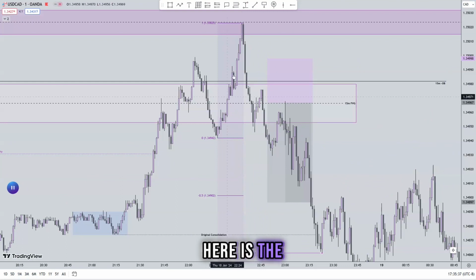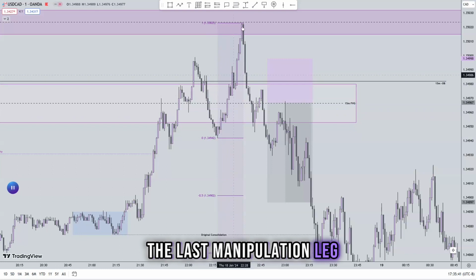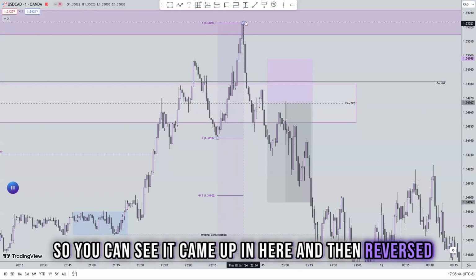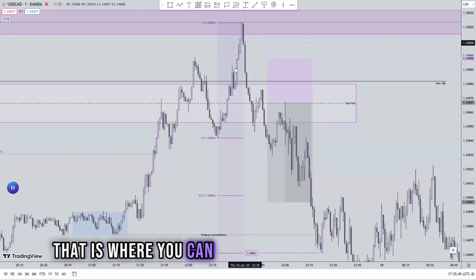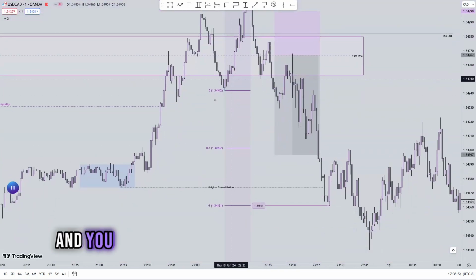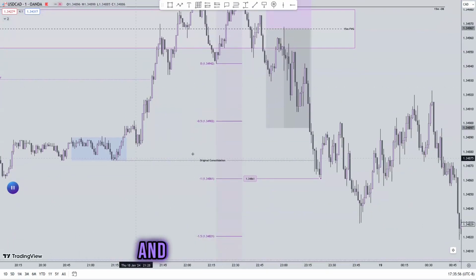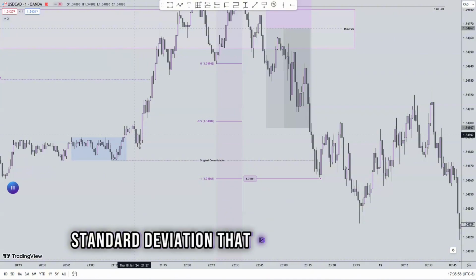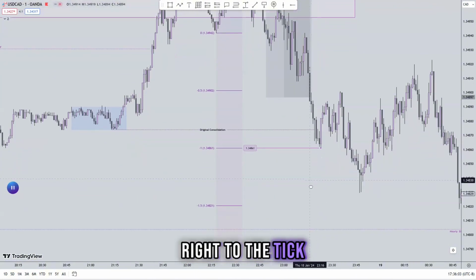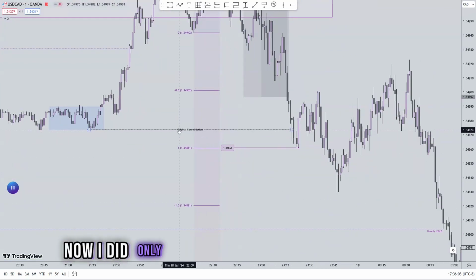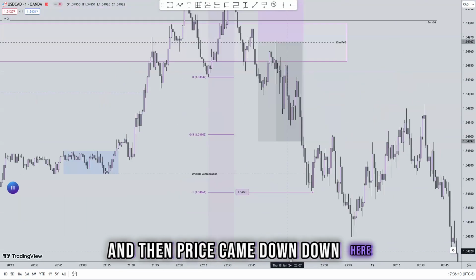Here is the highest swing projection that caused the last manipulation leg. So you can see it came up in here and then reversed. So if you measure that from here to the low, the big swing, that is where you can project the manipulation leg. And you draw the standard deviation from high to low, since we are in a market maker style model. And you could target the next standard deviation is below the original consolidation, which you see right here, right to the tick. Now, I did only target the original consolidation, and then price came down here.